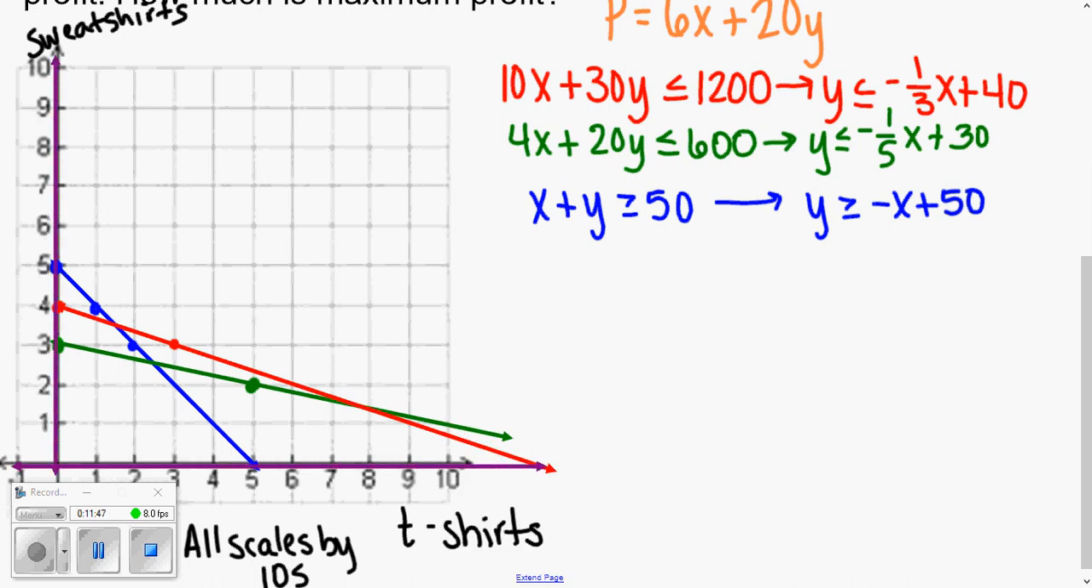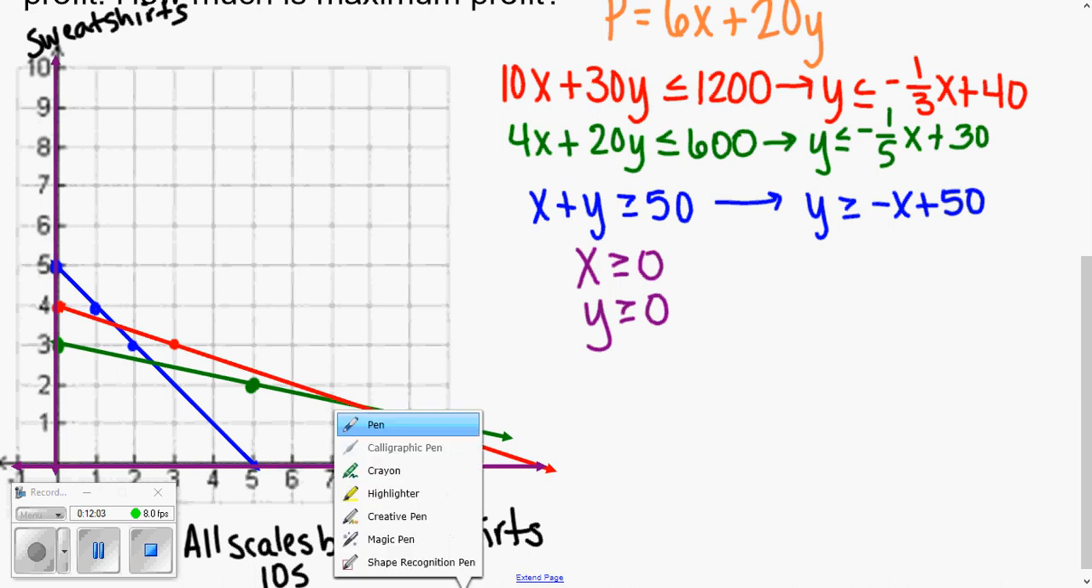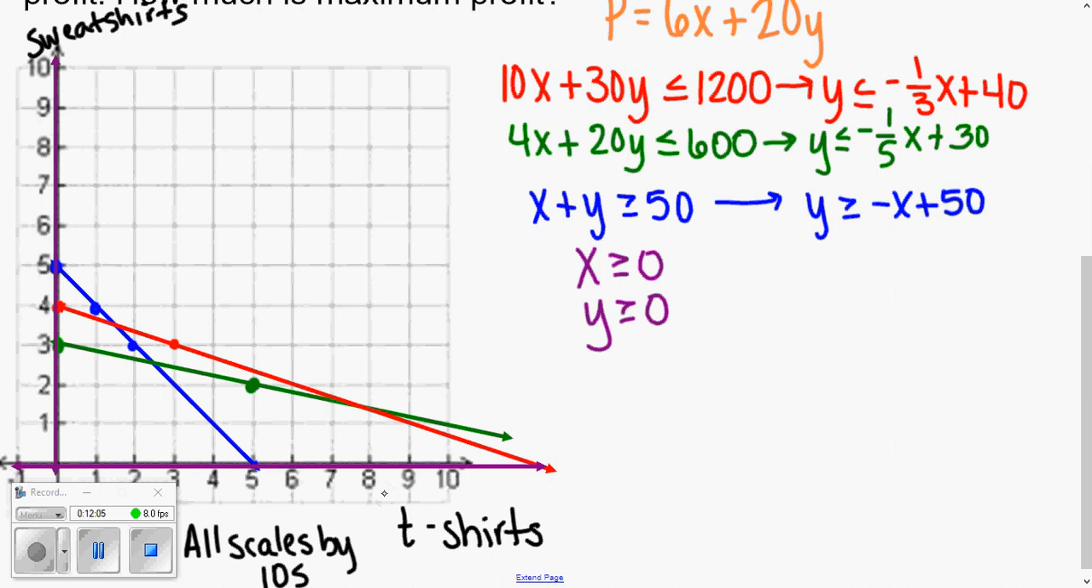The first one, don't forget that every time we have these, we should be adding in x is greater than or equal to 0 and y is greater than or equal to 0. Because you can't have a negative number of t-shirts or sweatshirts or anything else. So remember back to our shading, we were below the red, below the green, but above the blue. So our feasible region is right in here.